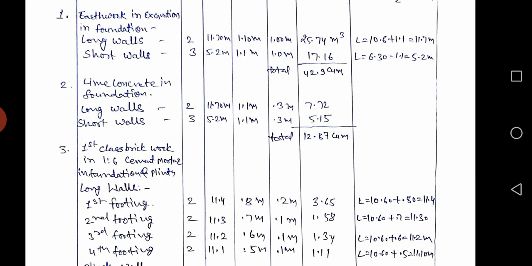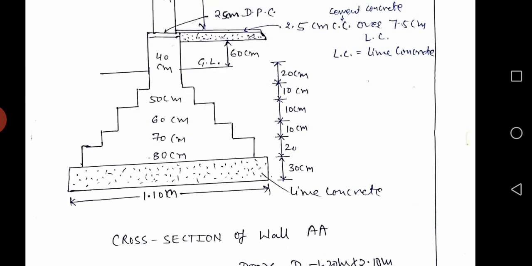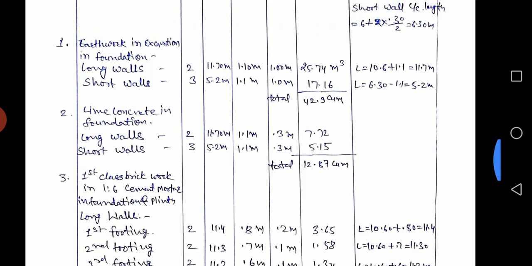Width is 1.1 meter and height or depth is 0.3 meter. This is also given in the cross section of wall, that is 30 centimeter. So the total quantity is 7.72 cubic meter. Then the short wall, number of short walls is 3, 5.2 meter, which we already calculated above. 1.1 meter is width and 0.3 meter is height or depth. So multiplying all numbers, length, width and height, it comes to 5.15 cubic meter. So the total lime concrete in foundation is 12.87 cubic meter.